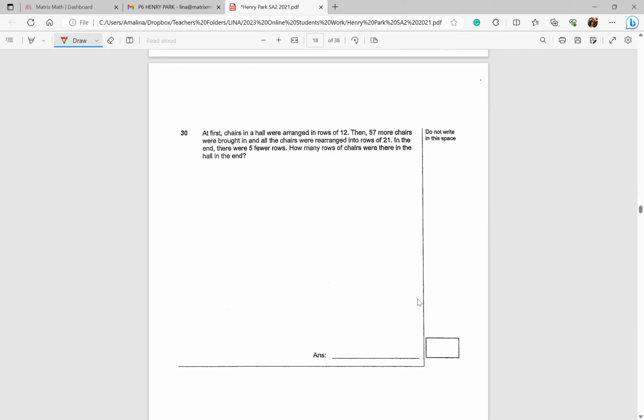The first is that chairs were arranged in rows of 12. So I will draw one circle to represent one row. So one row, there's 12 chairs. I have no idea how many rows there are, so we'll just draw dots. Now what happens is that I brought in extra 57 more chairs. So after you brought in these 57 more chairs, you rearranged the chairs into rows of 21. So putting more chairs into your one row, now one row has 21 chairs.